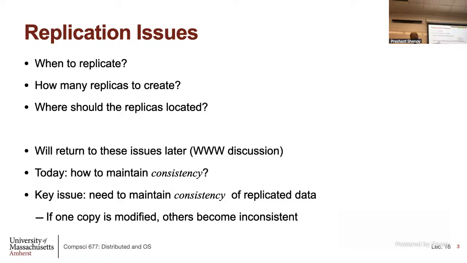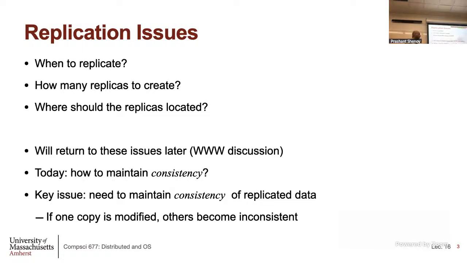Okay, but before we do that, I do want to mention two or three other questions that we will actually look at when we come back to the World Wide Web discussion. The first one is trying to think about when you want to replicate your data or computation. Second is, if you want to replicate, how many copies are you going to make? Where should the replicas be placed, and so on. So these are all issues that are related to replication that we will table for the moment and come back to. Okay? But for now, we will talk about consistency.